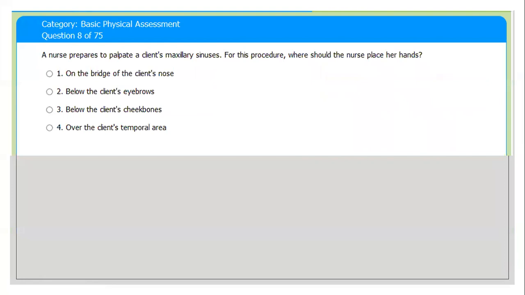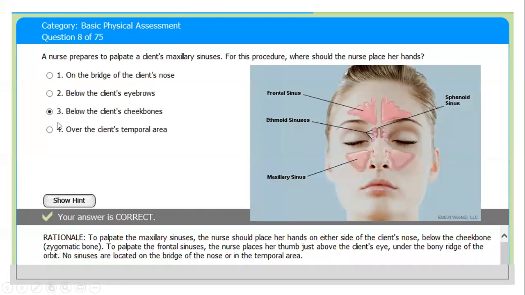Next question: a nurse prepared to palpate a client's maxillary sinuses. For this procedure, where should the nurse place her hands? On the bridge of the client's nose, below the client's eyebrow, below the client's cheekbones, or over the client's temporal areas? The best option is below the client's cheekbones.